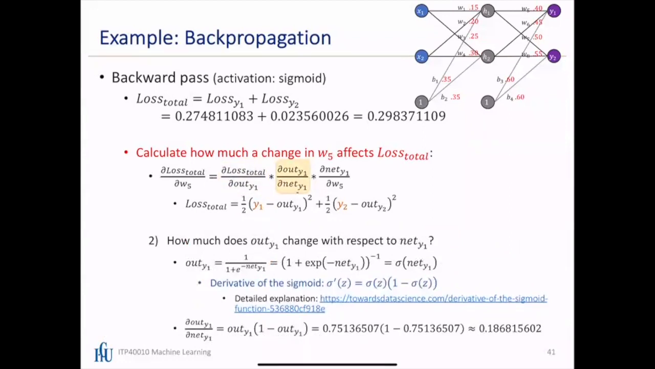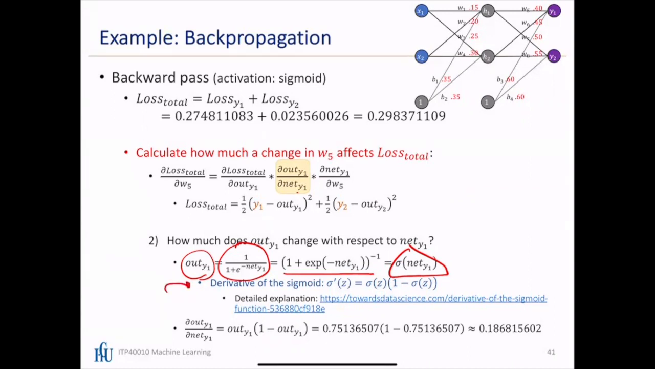The second factor here is the partial derivative of output of y1 with respect to net value of y1, where output of y1 was actually the sigmoid value of the net value. So we can represent that in this way as well, or simply that is the sigmoid of net input of y1.